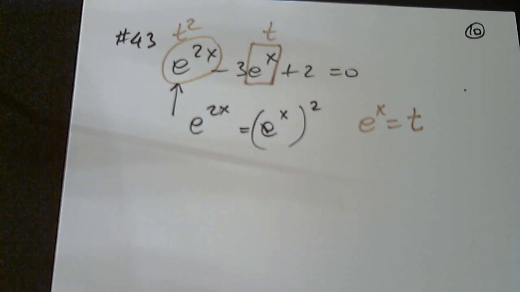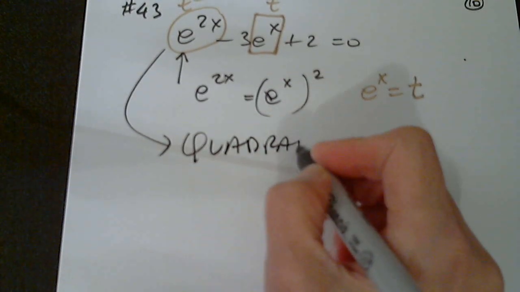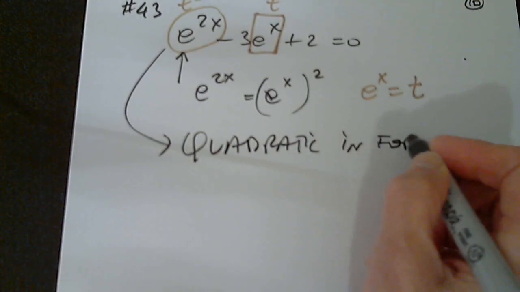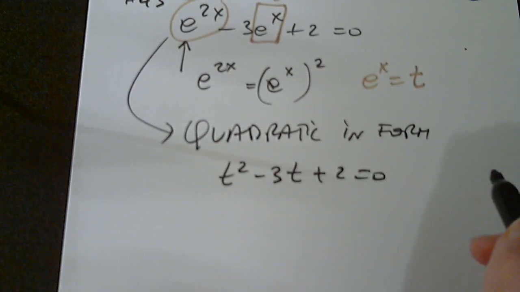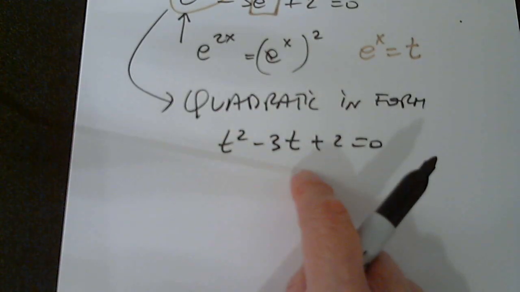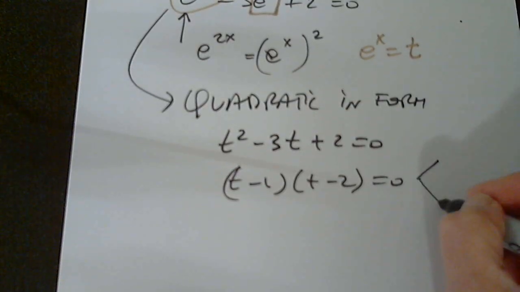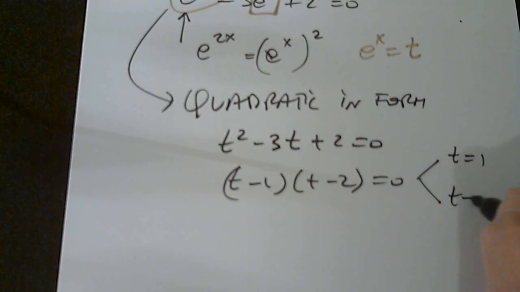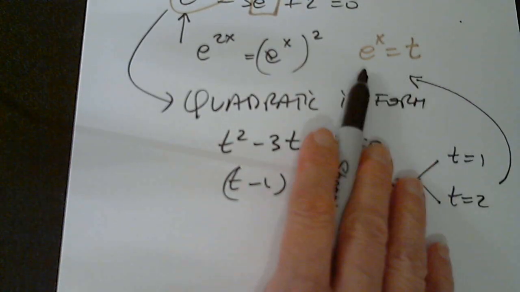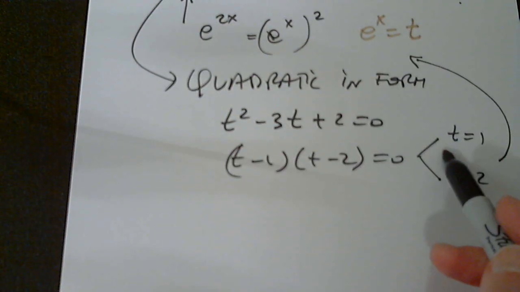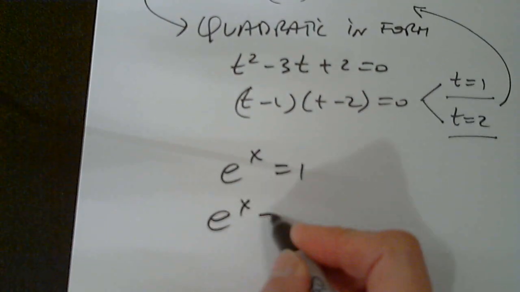What am I saying here? I'm saying that this is quadratic in form. What does this mean? T squared minus 3t plus 2 equals 0. And this I know how to factor into t minus 1 and t minus 2. So I have two options for t. T equals 1 and t equals 2. But now I have to go back and replace t by e to the x. So I have two equations, e to the x equals 1, and the second equation, e to the x equals 2.